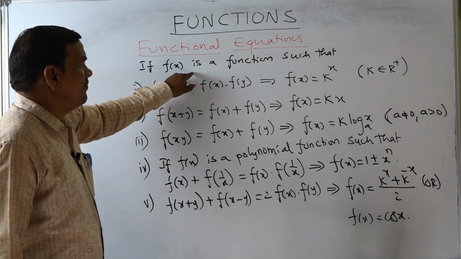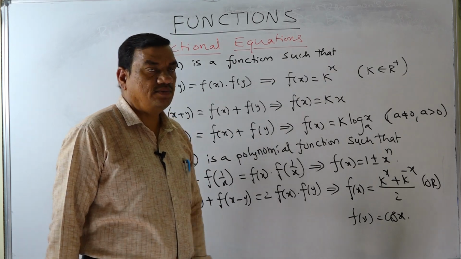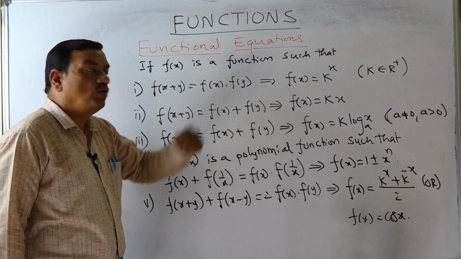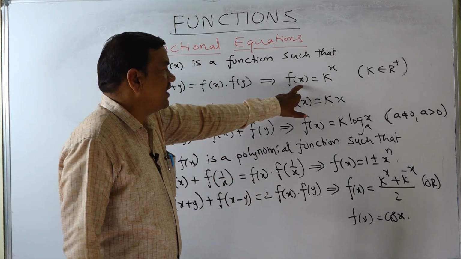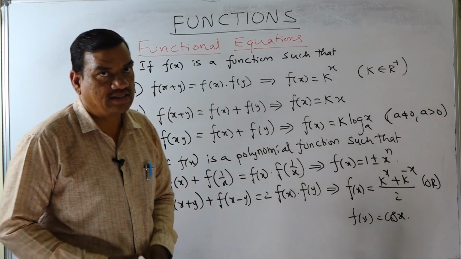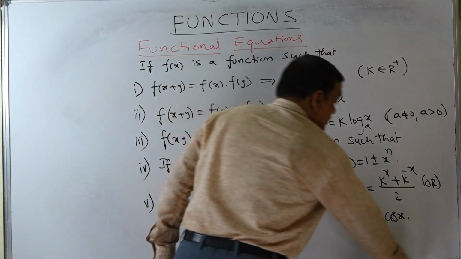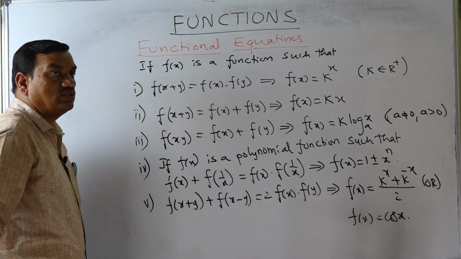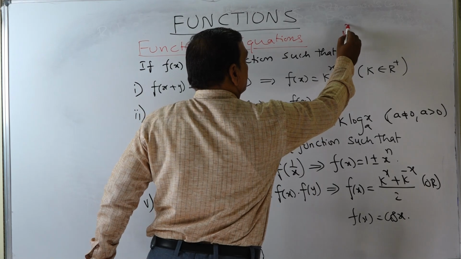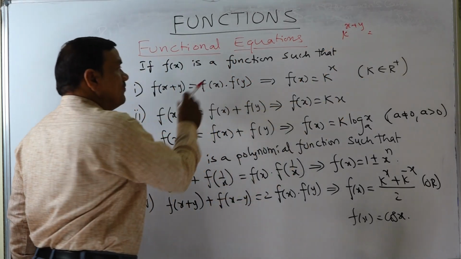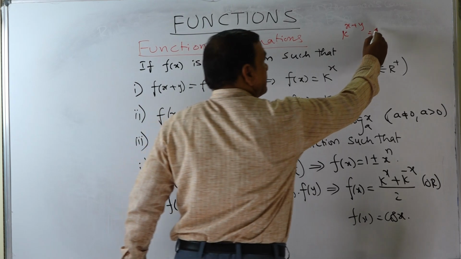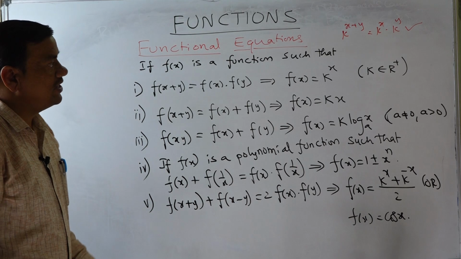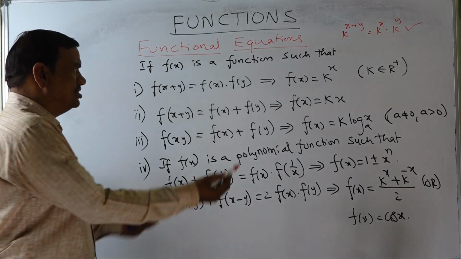First one: if f(x) is a function of the form f(x + y) = f(x) f(y), then you can take f(x) = k^x. Sir, what is the proof for this? It is a very easy proof. f(x + y) means k^(x+y), and f(x) f(y) means k^x into k^y. Is k^(x+y) equal to k^x into k^y? Yes, right. That is the proof.